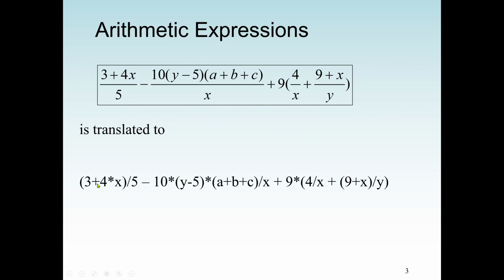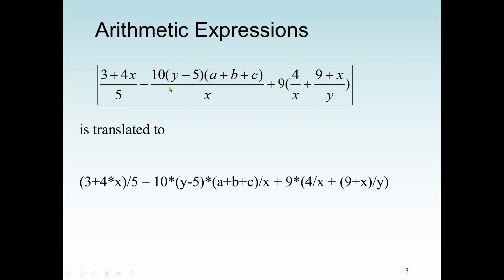In Java, plus is the same as plus, minus and division are the same, but multiplication is asterisk. For example, in Java we may say 4 times x, which is 4 asterisk x. But in college algebra, 4 times x, we can just write 4x. Or 10 times y minus 5, we write 10 parenthesis y minus 5. In college algebra, parenthesis means multiplication.